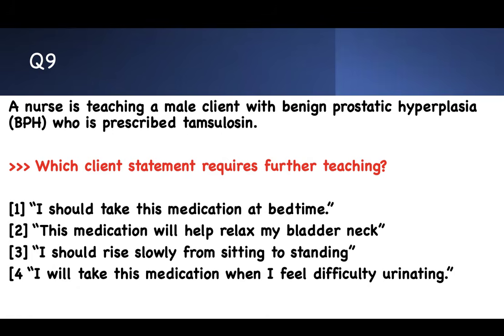Which client statement requires further teaching? I should take this medication at bedtime. It causes orthostatic hypotension. This medication will relax my bladder neck. That's why it's used for BPH. I should rise slowly from sitting to standing, because it causes orthostatic hypotension. I should take this medication when I feel difficulty urinating. You should take it every day at night because it's not a PRN medication. It does not work when you take it PRN. It needs time to work.